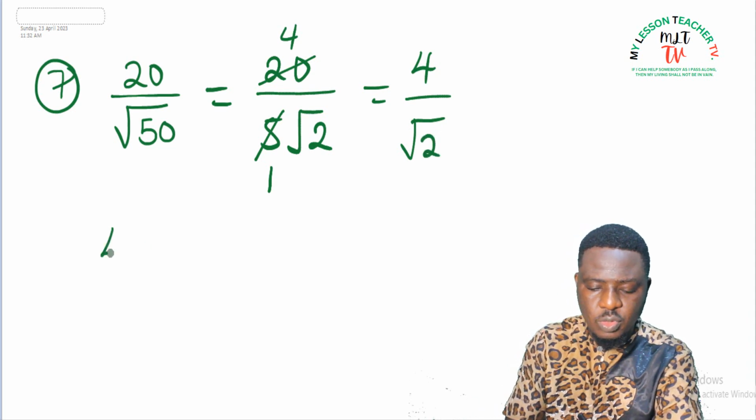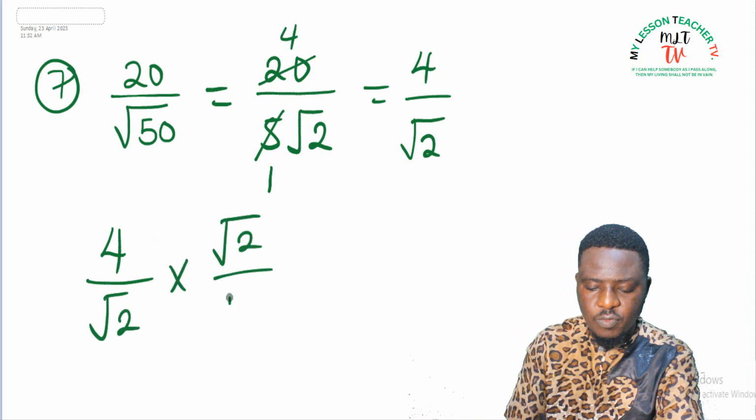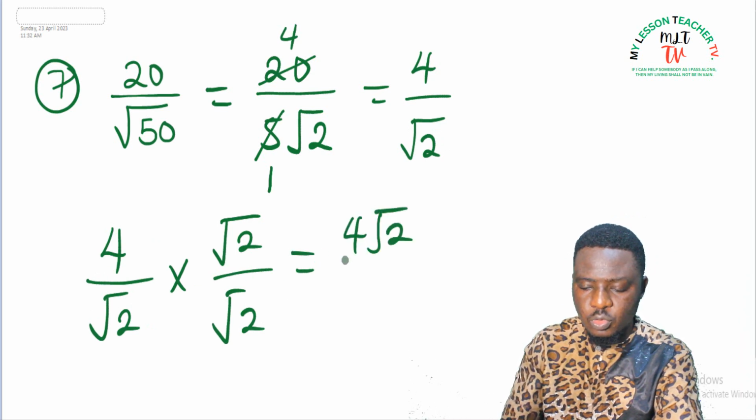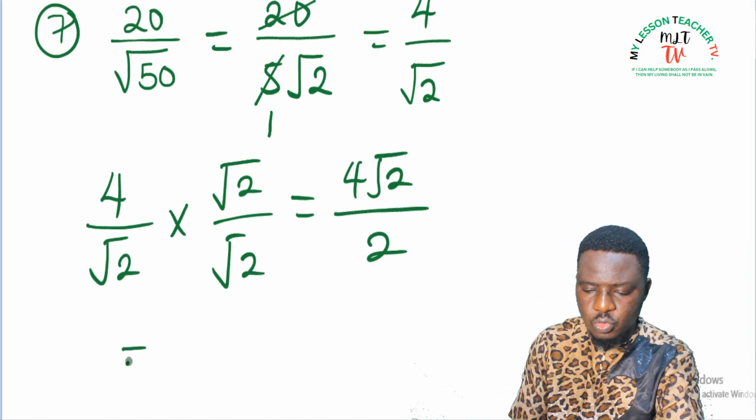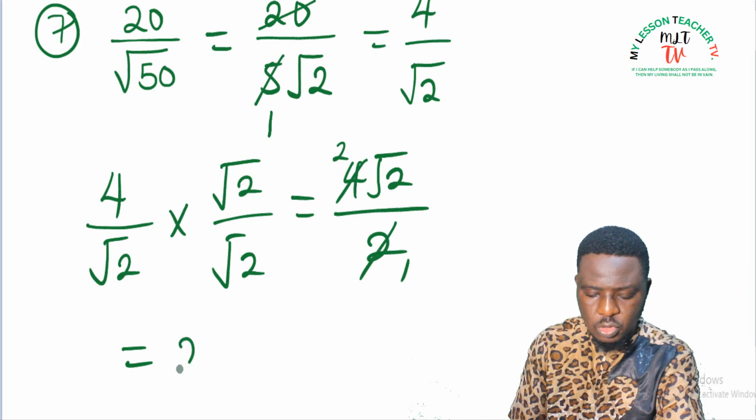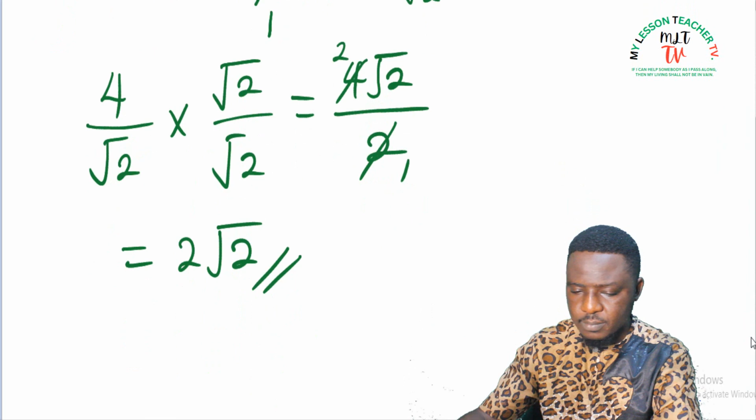And 4 over root 2 can be rationalized. So you have 4 over root 2 times root 2 over root 2. This becomes 4 root 2 divided by 2. And 4 root 2 divided by 2, you agree with me that 2 is a factor. So we have 2 root 2 as our answer.